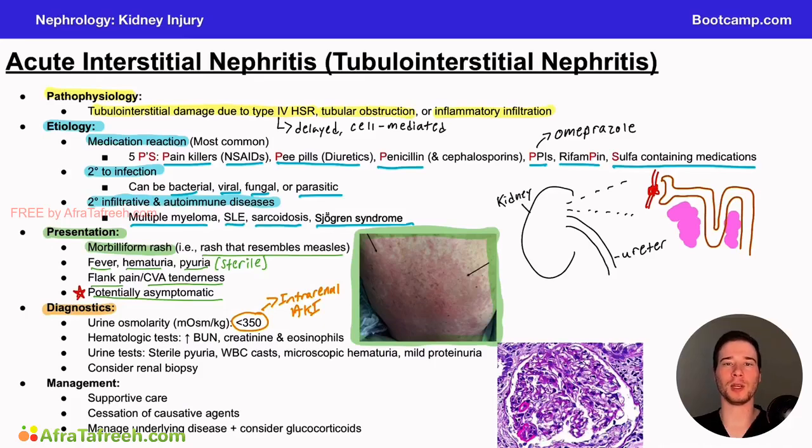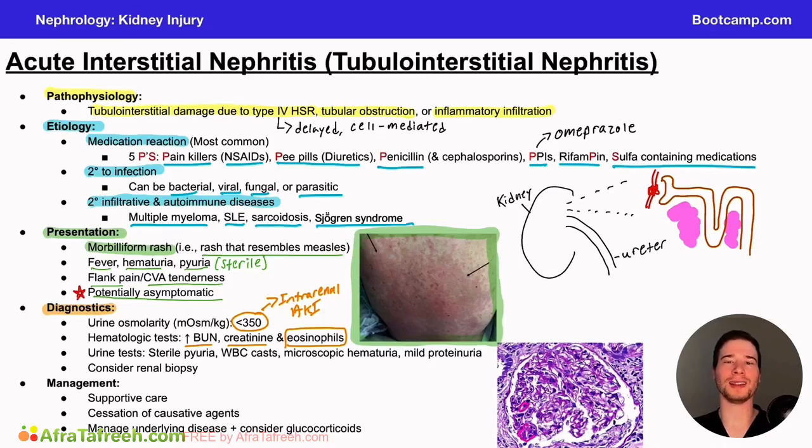Another diagnostic test we can use would be a blood sample. So this is going to show an elevated BUN with an elevated creatinine because we have damage to the kidney, right? It's not filtering things appropriately. However, we can also see eosinophils, which is a type of white blood cell that we could see in the urine, indicating our interstitial nephritis.